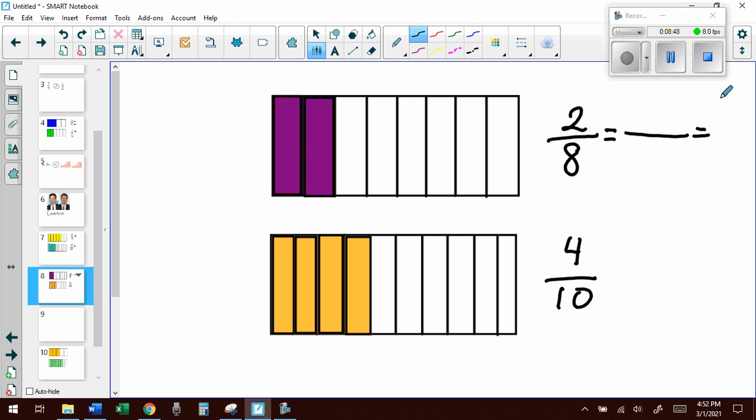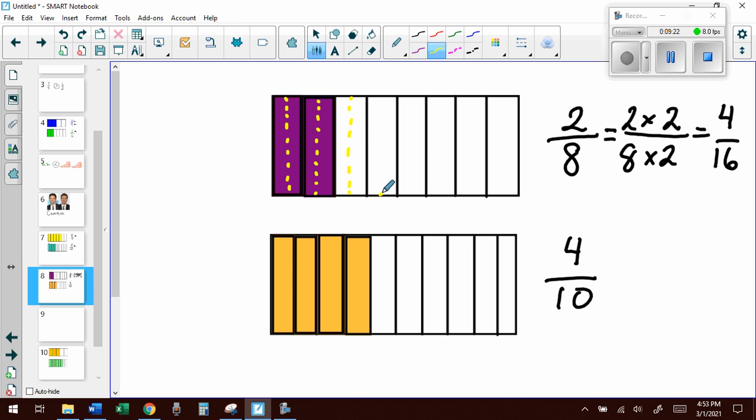There. That's fancy. So I can multiply 2 by something and get 4. 2 times 2 equals 4. Now, I did something to the numerator, which means that I have to do the exact same thing to the denominator. So what I've done here is I've taken these eighths and I've cut them, partitioned them in half.